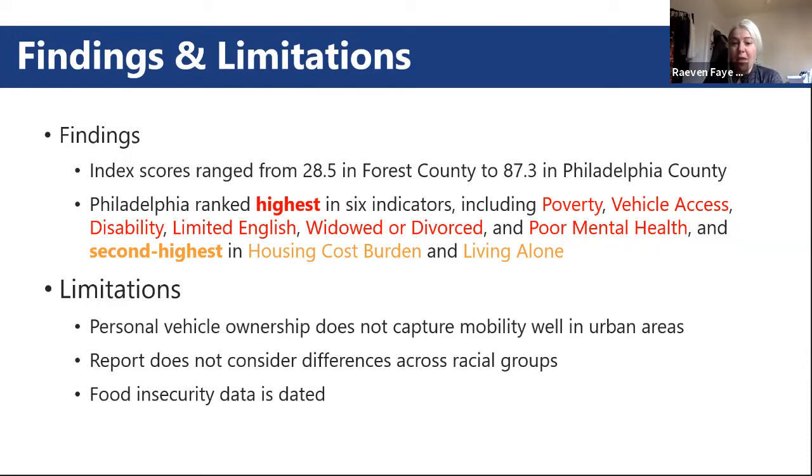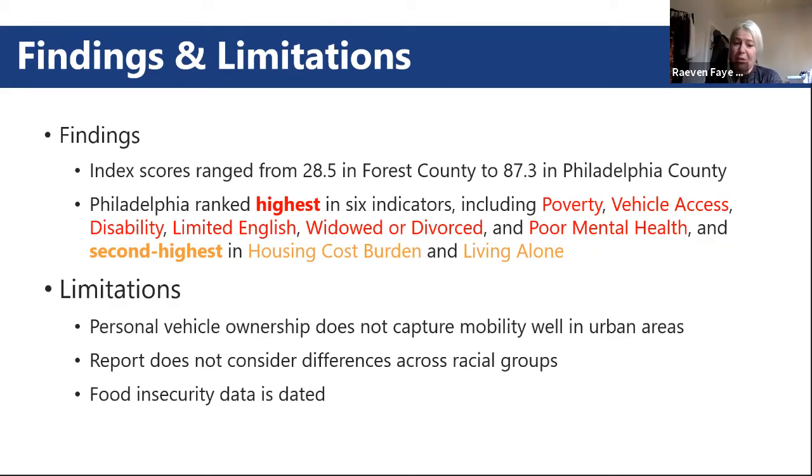Again, the vehicle access is less of a concern in a county like Philadelphia because of the amount of access to public transportation, but for a large proportion of the state, which is very rural, that is a bigger access issue. The second highest is also housing cost burden and living alone.